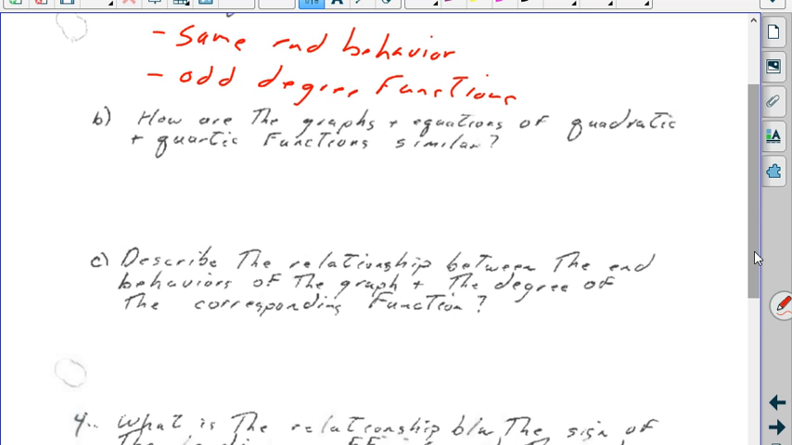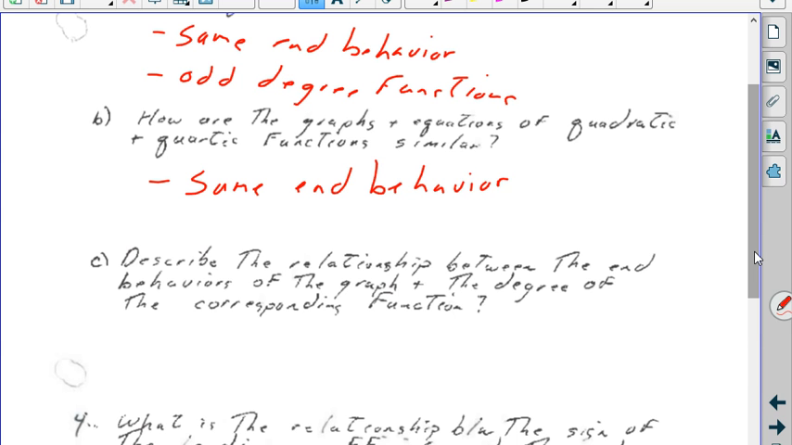Again, same end behavior. Now, when I talk about end behavior, I'm talking about where the graph starts and ends. So which quadrant does it start? Which quadrant does it end?